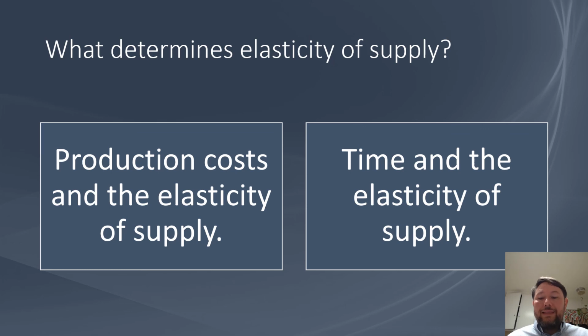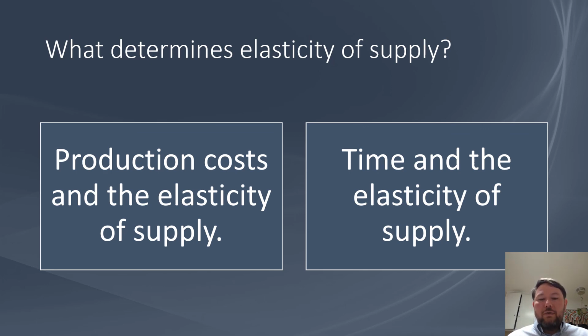t-shirts are going to be elastic, right? Supply is going to be elastic for t-shirts. Firms are going to jump in and provide more t-shirts. If the price of a t-shirt jumped just 10%, we would see a large change in the supply of t-shirts. And that's because it is relatively cheap to produce them.